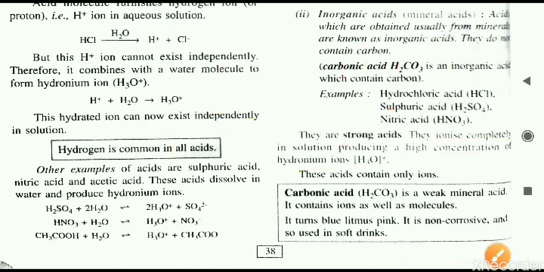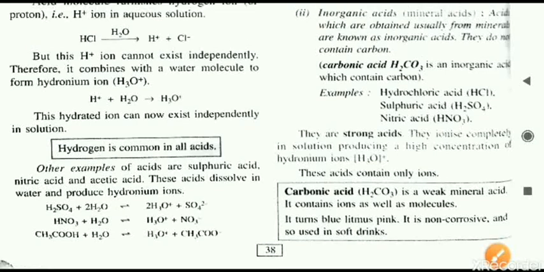So that is about weak acids and strong acids. Now, among these weak and strong acids, we have an exception, a special case. That is carbonic acid. This you have to learn separately. Carbonic acid is the only inorganic acid which is a weak acid. All the inorganic acids are strong acids, but carbonic acid is the only exception. It is a weak mineral acid. It will form both ions as well as molecules.